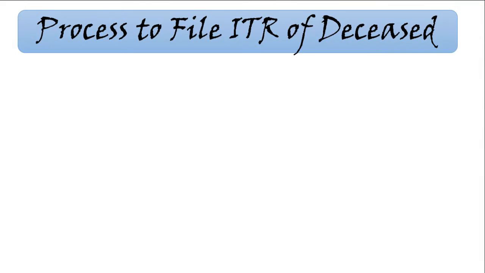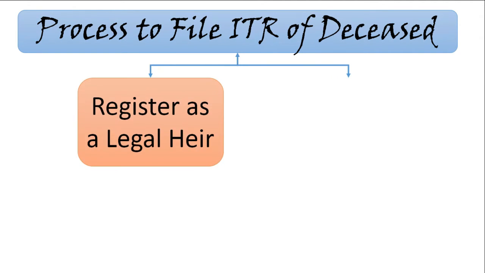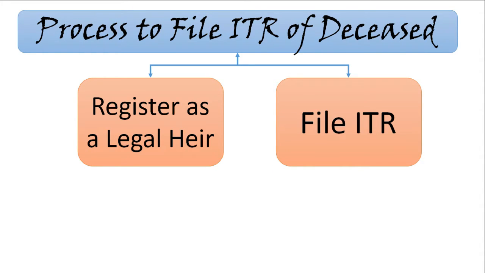So let's start. First of all, the process to file the income tax return, or ITR, of a deceased is divided into two parts. First is registering yourself as a legal heir, that is, introducing yourself as a legal heir in front of the department for the deceased. And second is filing the income tax return. Filing the income tax return is similar to filing as if the assessee is alive, so it's not a critical thing.